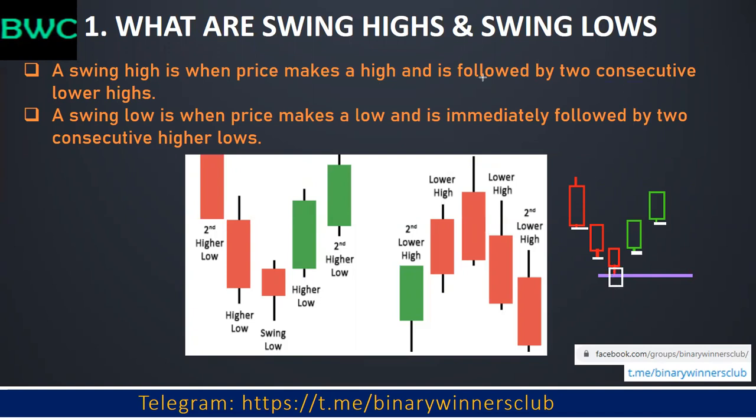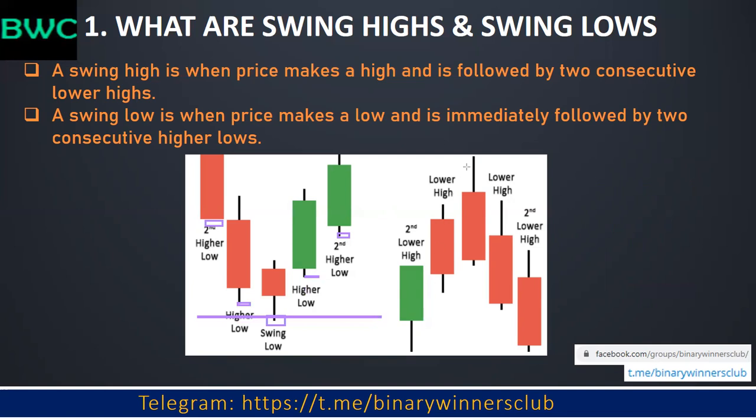Okay, so on the screenshot that we have, you can confirm that this is a swing low. Why? This is a higher low, right? And this is a higher low. This is a higher low, and this is a higher low. Right, so this one, the wick, is the lowest of all of them. So you can draw a zone or a line here.